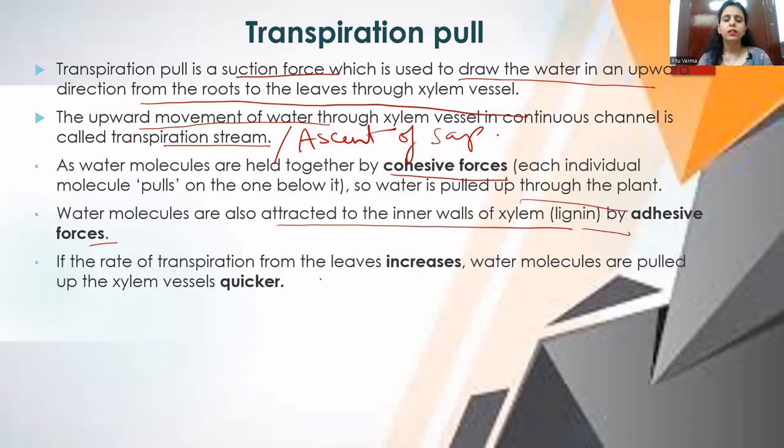And one very important point you have to remember: if the rate of transpiration from the leaf is faster, if we increase the rate of transpiration from the leaves, then obviously the rate of absorption of water will also be quicker. Because of more transpiration, more suction force will be created due to low water potential in the leaves. And hence the water will move at a much faster rate through the xylem vessels.